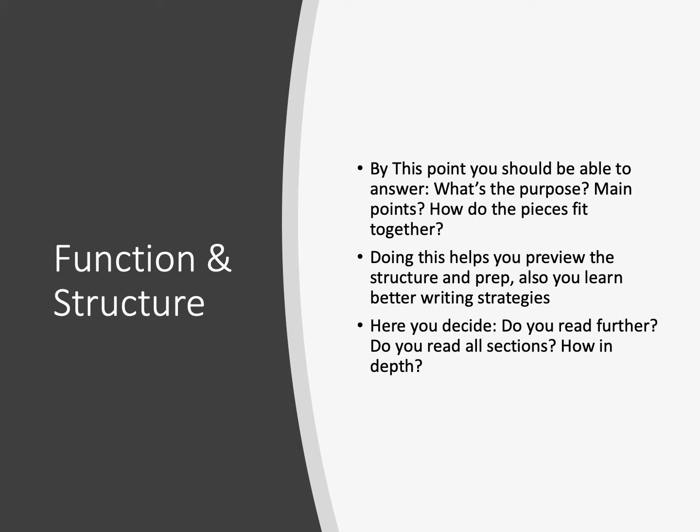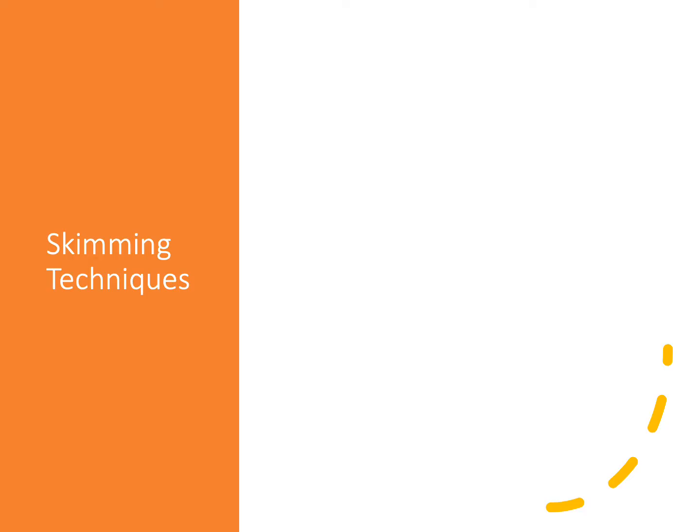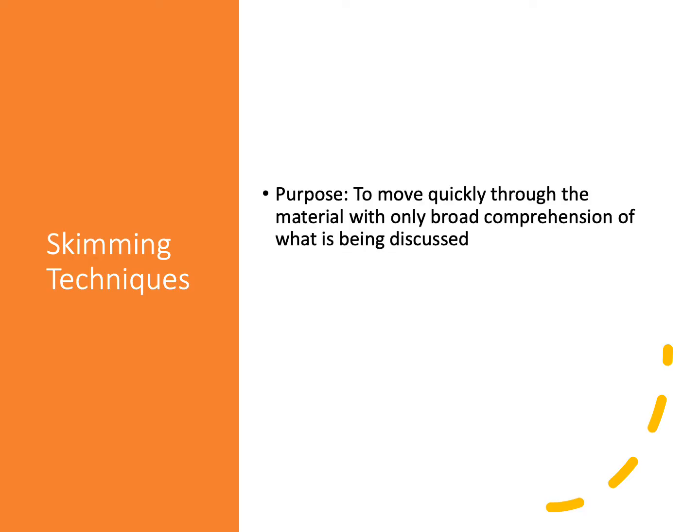So how do you decide? Do you need to read further? Do you need to read all the sections? You're going to start to learn that based on the content of the article and the content of your courses. So let's say you don't necessarily have to read every word, but you need some skimming techniques. So the purpose of skimming is to move quickly through the material, only garnering broad comprehension of what's being discussed. So you can skim the first line. You can pick out bits and pieces.